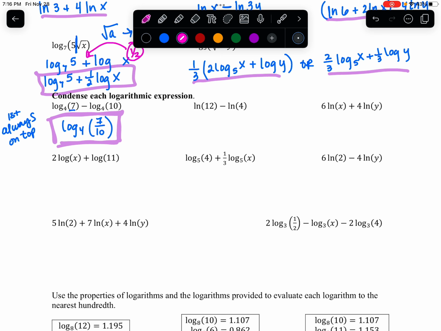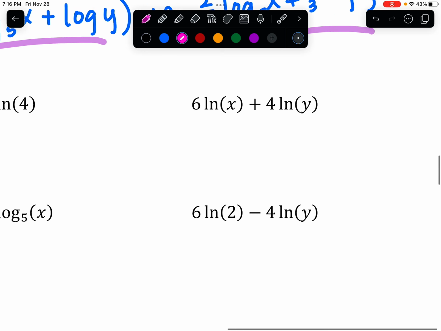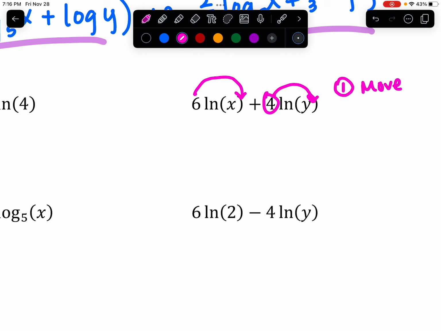Let's look at this one with 6 in front, this natural log over here. Remember, if we have any numbers in front, we're kind of doing the opposite of what we just did. Okay, this is the kid and he needs to go back to the back of the class or the back of the line, and same with here. So first, move coefficients, so the numbers in front, to the back.